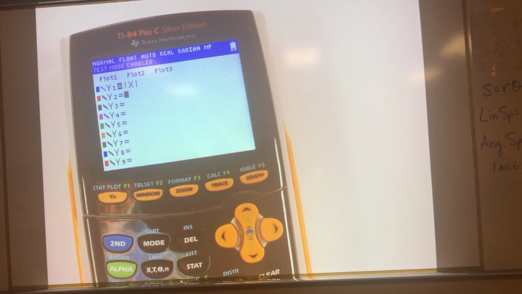How could I make that V skinnier? How can I make that V skinnier? Put a number in front of the absolute value. What kind of number? A big number or a little number? A number less than zero? No, that's just going to be a negative. All that's going to do is flip it down, right? A number between 0 and 1?